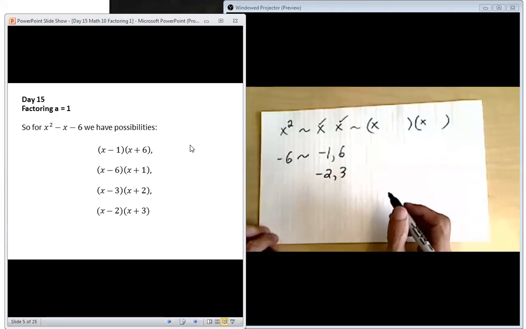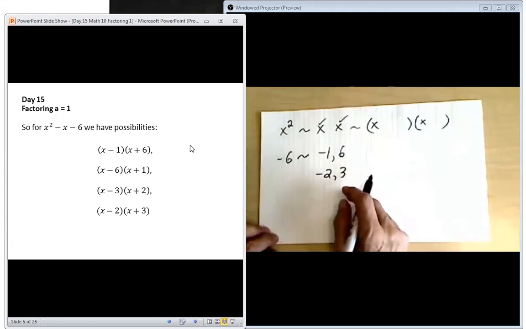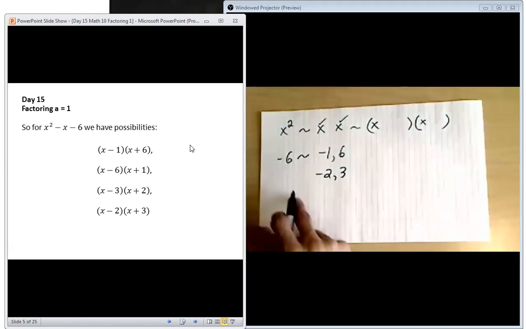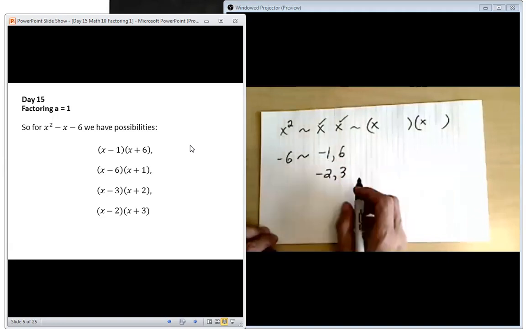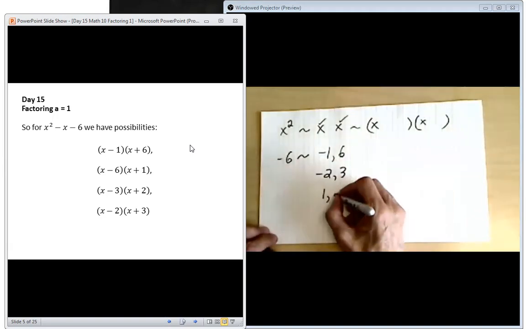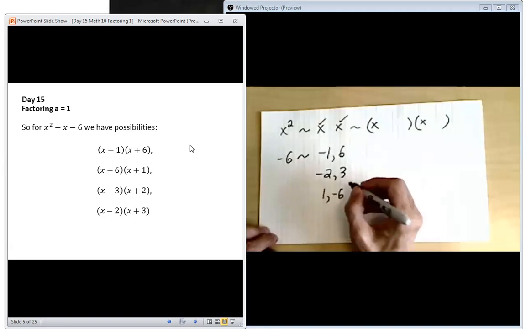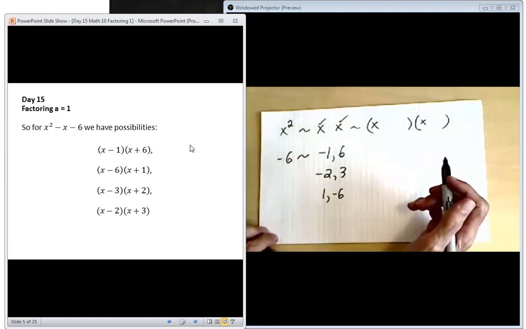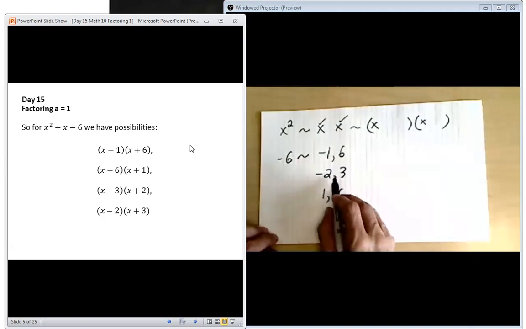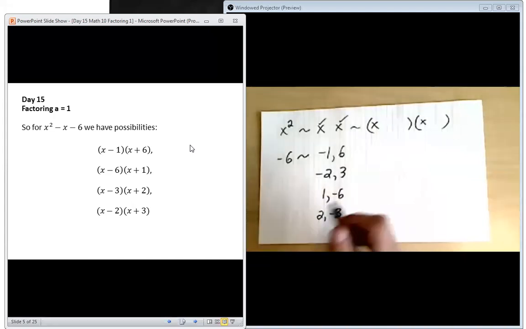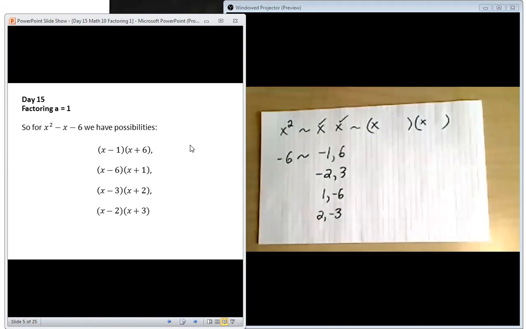So what are some other possibilities then? They're kind of on the screen, but also from your brain here. If we have -1 and +6, we could also have 1 and -6. Those two multiply to get the minus there. What about this one here? 2 and -3 also works, right? Perfect.